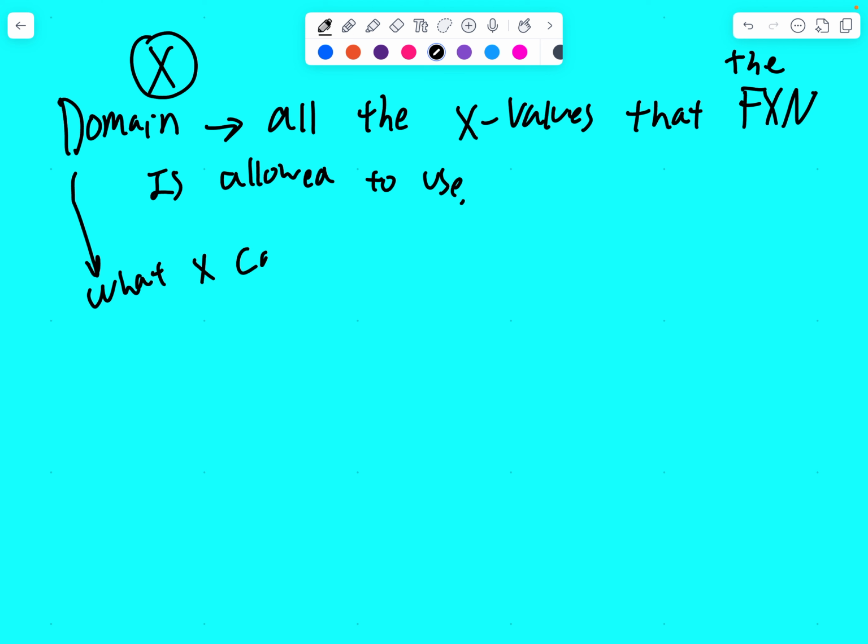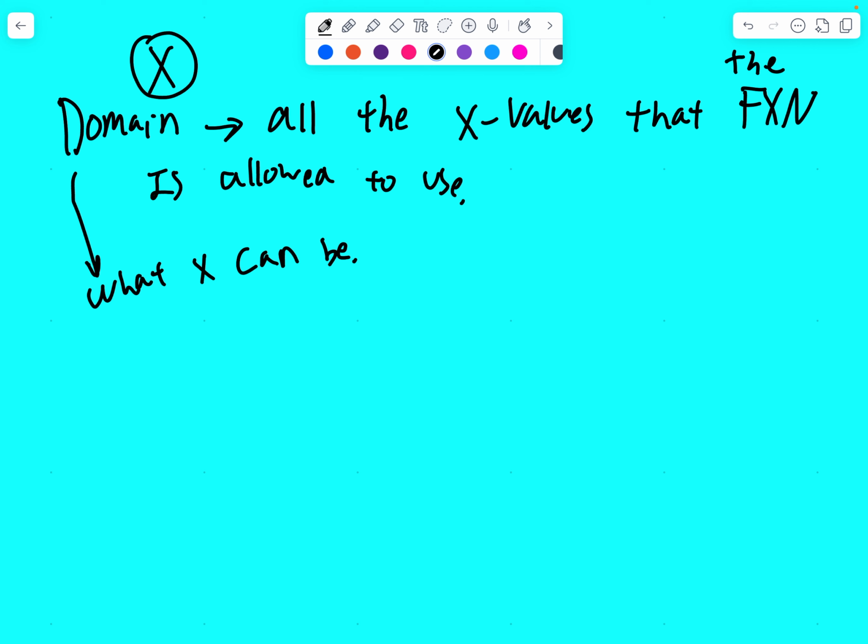I promise we'll do practice problems, but you guys need to get this down locked. Some functions let X be anything, but some functions have restrictions, like you can't divide by 0, you can't take the square root of a negative number. So a domain is really just asking what X values make sense. All right.